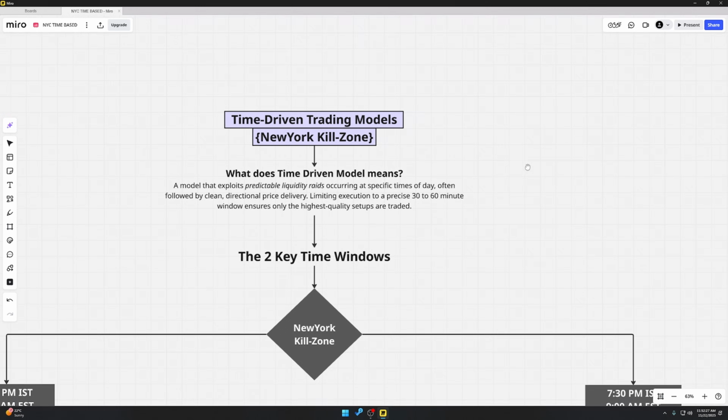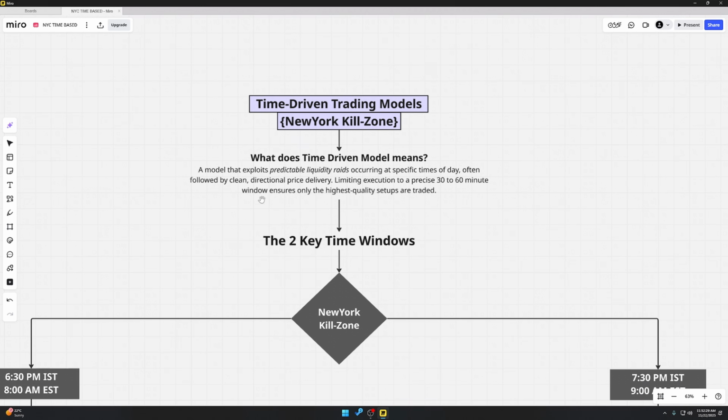First, what does a time-driven model mean? It simply refers to a model that exploits predictable liquidity rates occurring at specific times of the day, often followed by clean directional price delivery. By limiting execution to a precise 30 to 60-minute window, it ensures that only the highest quality setups are traded.